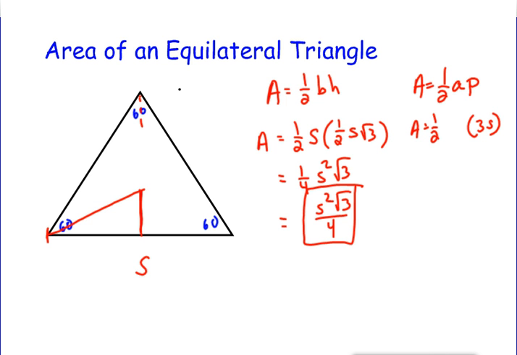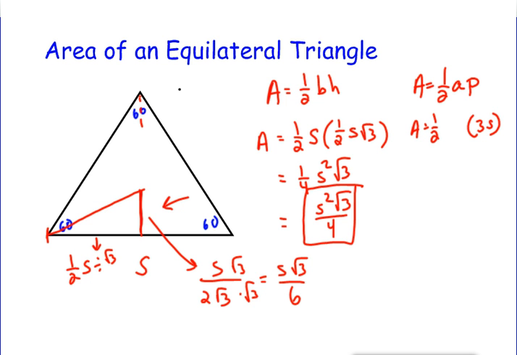Well, this one's a little bit harder because this right here is our 1/2 S again, for the same reason, and we're trying to find that length. Well, this time I'm going to have to divide by root 3, which would be equivalent to S over 2 root 3. I'll multiply the top and the bottom by root 3, and I get S root 3 over 6. So here I'm going to multiply in S root 3 over 6.